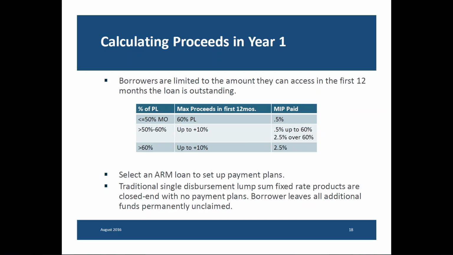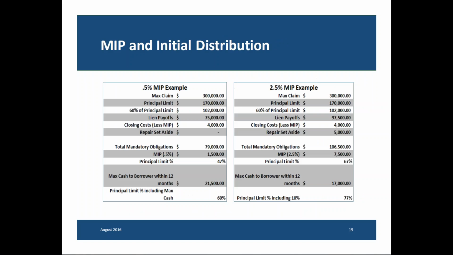With an ARM loan, they could select that to set up payment plans. A traditional single disbursement lump sum fixed rate product is closed end with no payment plans. So the borrower basically leaves all additional funds permanently unclaimed.